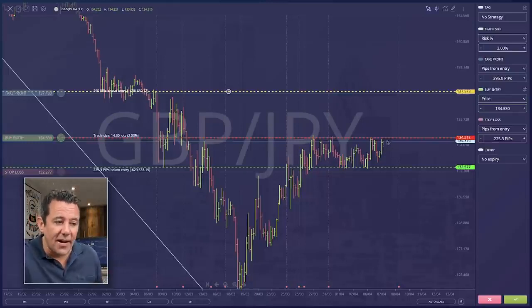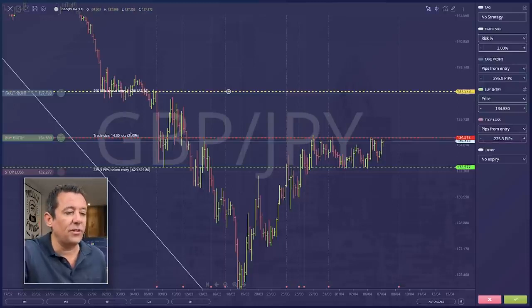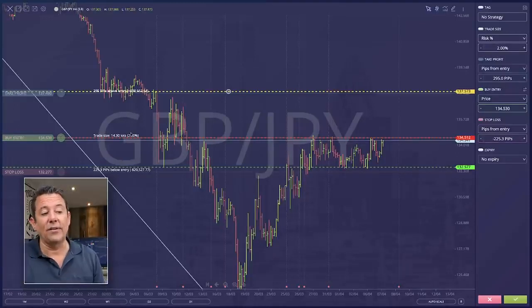So if we do get a breakthrough there, and a solid breakthrough there, then we've got the opportunity to get a decent run on the way to that previous line of resistance. So it's 295 pips. It's a longer trade. This is over on a 4-hour chart.